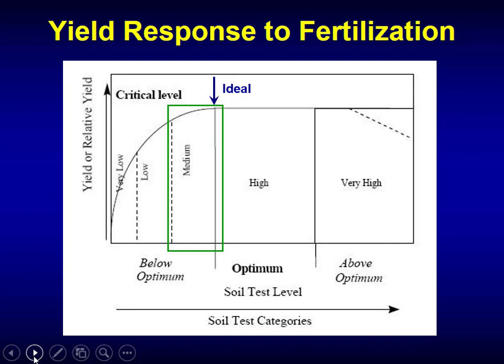In reality, if you can stay above medium, medium plus, you're probably not tremendously limiting yield.